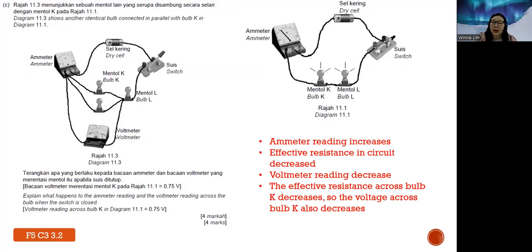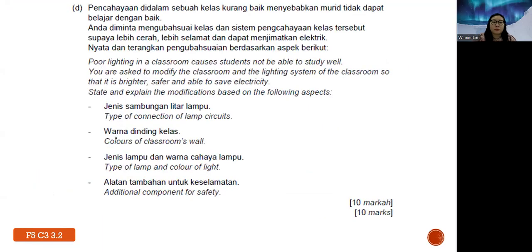So we proceed to the last part, question 11. Poor lighting in the classroom causes students to not be able to study well. You are asked to modify the lighting system of the classroom so that it is brighter, safer, and able to save electricity. State and explain the modification based on the following aspects. First, type of connection of lamp circuit. Second, color of the classroom wall. Third, type of lamp and color of light. Then lastly, additional component for safety.